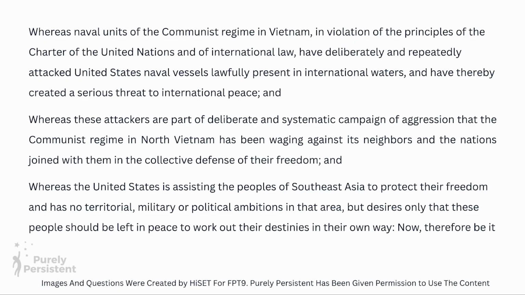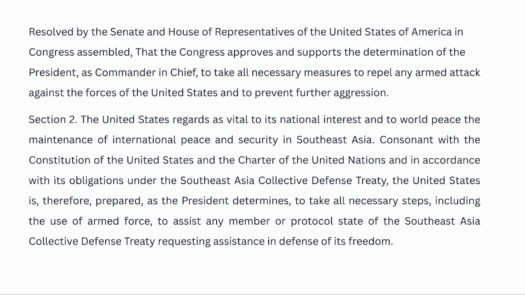And whereas the United States is assisting the people of Southeast Asia to protect their freedom and has no territorial, military, or political ambitions in that area, but desires only that these people should be left in peace to work out their destinies in their own way. Now, therefore be it resolved by the Senate and House of Representatives of the United States of America in Congress assembled, that the Congress approves and supports the determination of the President, as Commander-in-Chief, to take all necessary measures to repel any armed attack against the forces of the United States to prevent further aggression. Section 2.